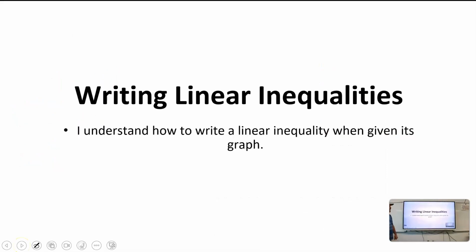So go ahead and work on that assignment. Let me know if you have any questions. Our goal was: I understand how to write a linear inequality given its graph.